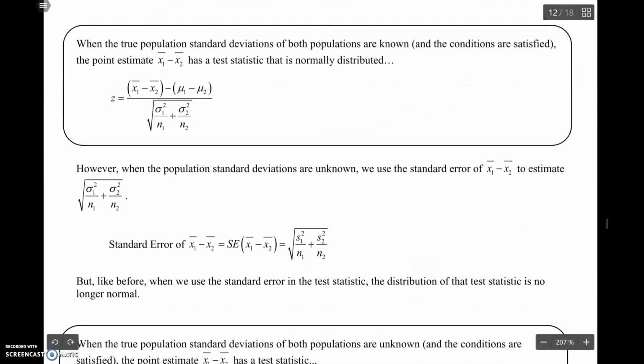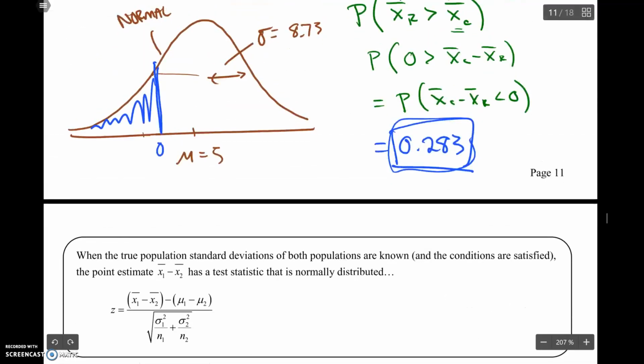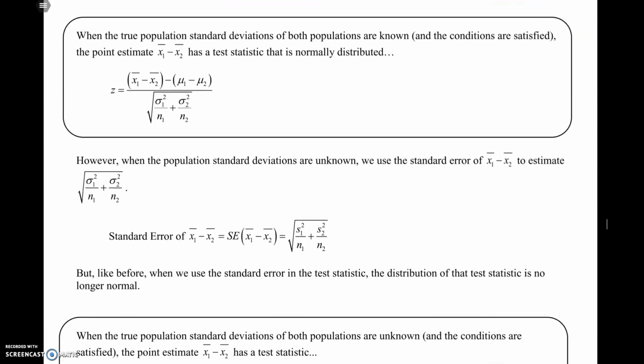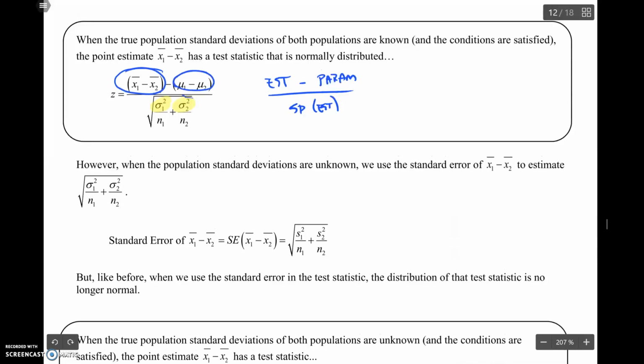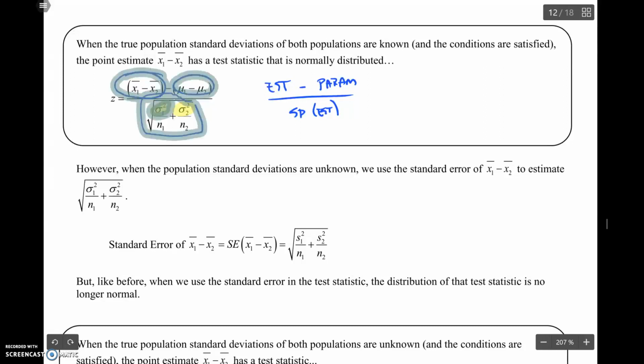All right, so now let's get into the inference procedures for comparing two means from two samples. When the true population standard deviations of both populations are known, if we know these sigmas here, then this test statistic, remember, test statistic is always our estimate minus the parameter divided by the standard deviation of the estimate. So our estimate is this, the true parameter would be that, and this is our standard deviation of our estimate.